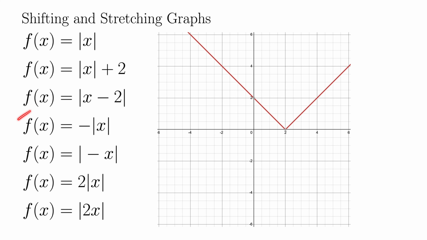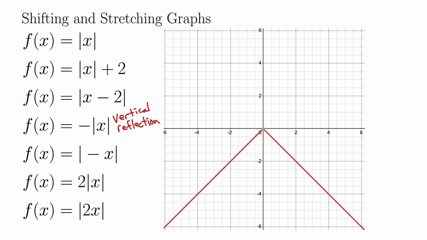Okay, how about the next one down here? We have f of x equals negative absolute value of x. So this is a reflection. It's a vertical reflection because it's outside the function. And a vertical reflection will take our original function and flip it down, essentially rotating the whole thing across the x-axis. And there we have it. Our original function is rotated down across the x-axis to create that new function, negative absolute value of x.